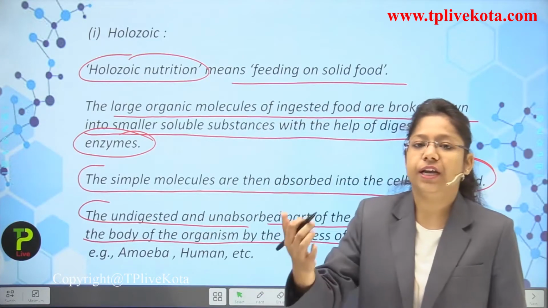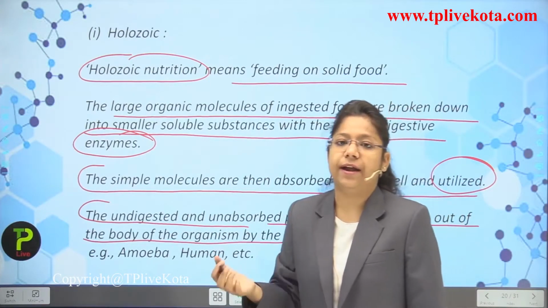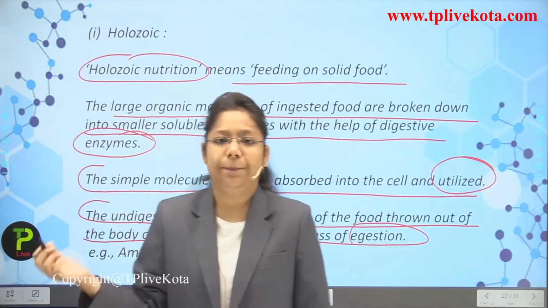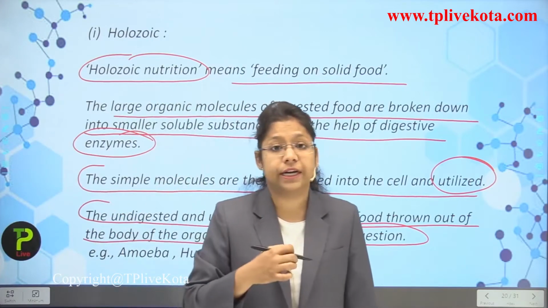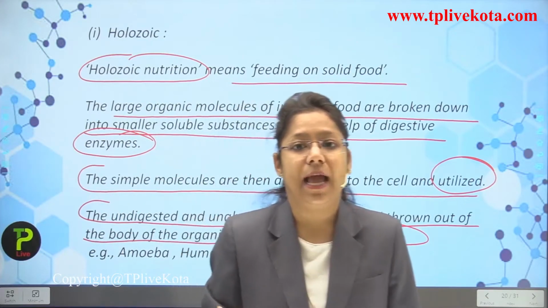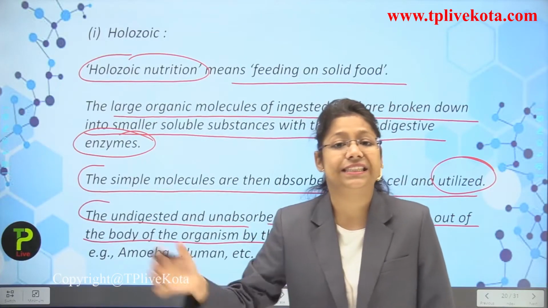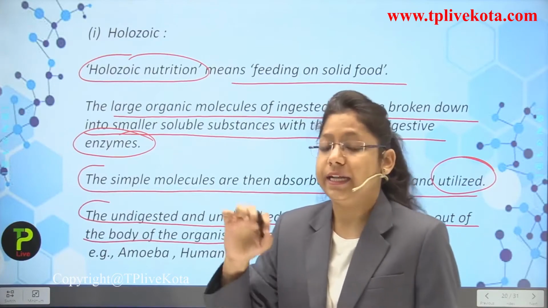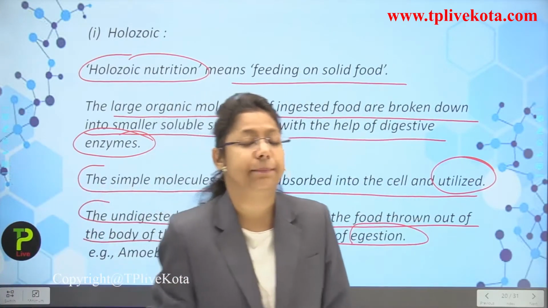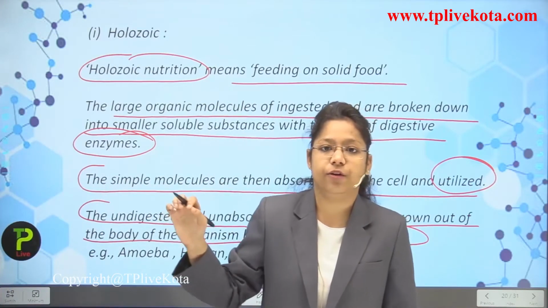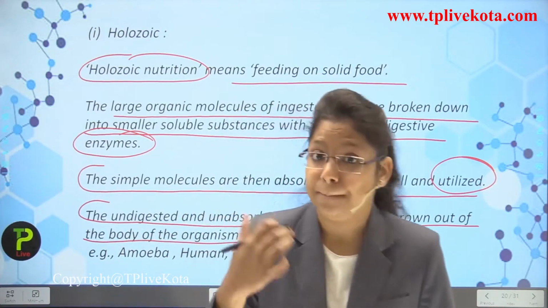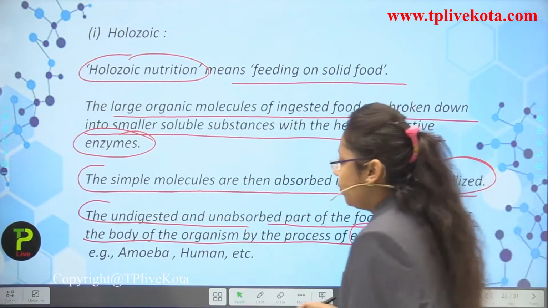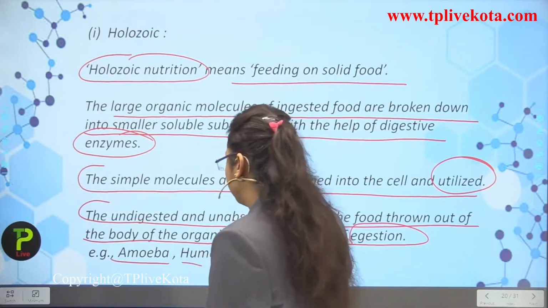Okay, now we are consuming a lot of amount of fat, carbohydrates, proteins, lipids, each and everything, but our body does not require it. So what will happen? The food will be egested out of our body in the form of excreta. Okay, it happens in the animals, it happens in each and every kind of organism which is consuming the complex food. Okay, for example, amoeba and human.